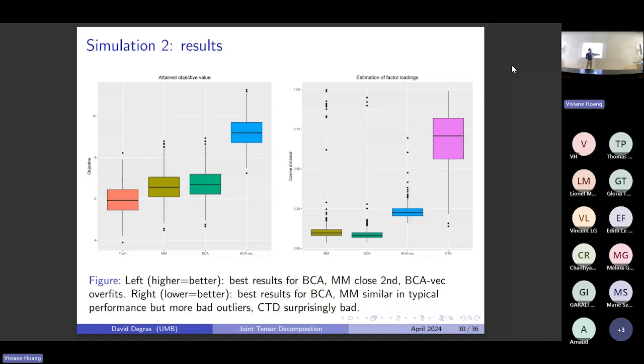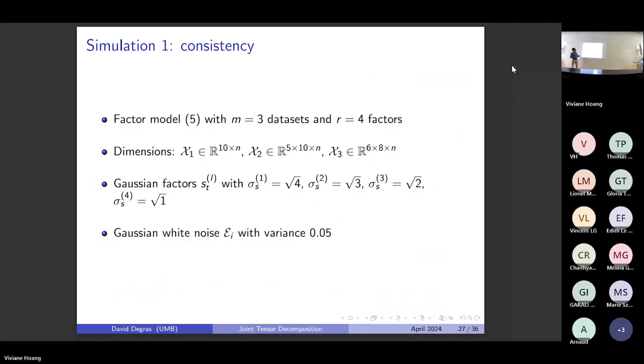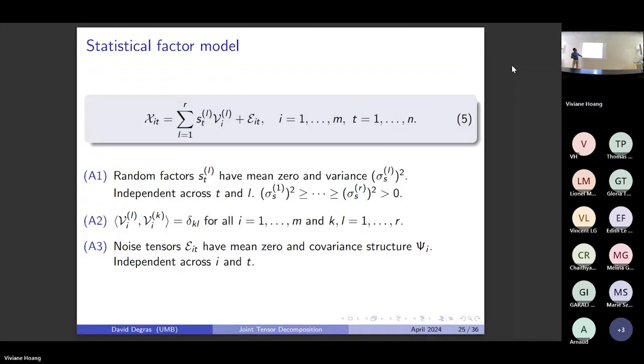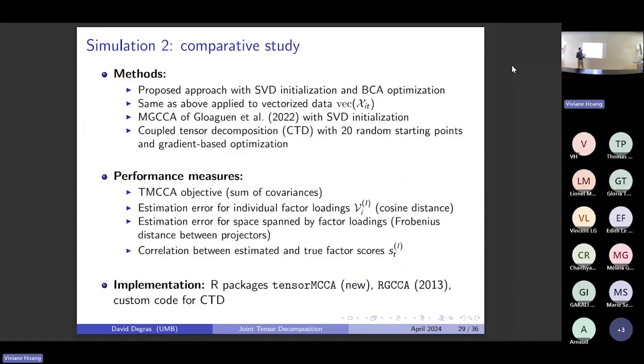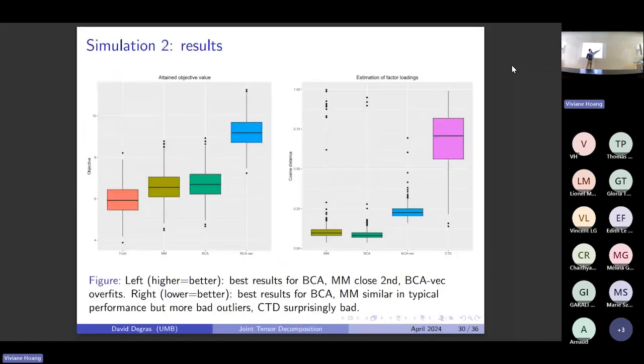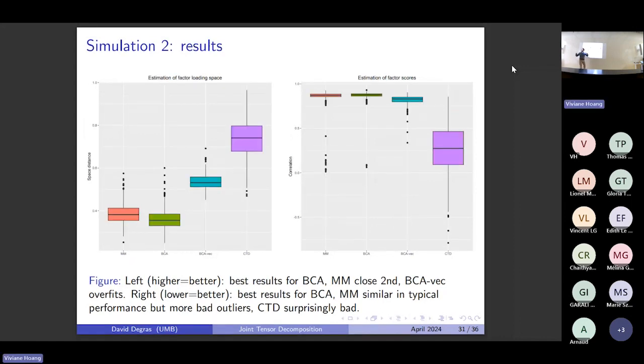And this is the coupled CPD, the coupled tensor decomposition, which is really exactly based on that model, and it's doing pretty badly in our simulation. So this was a bit of a surprise. One possible explanation is that it's not using any assumption of orthogonality, where the orthogonality resides, in which mode, and so on, whereas those methods use the true orthogonality information about the loadings.